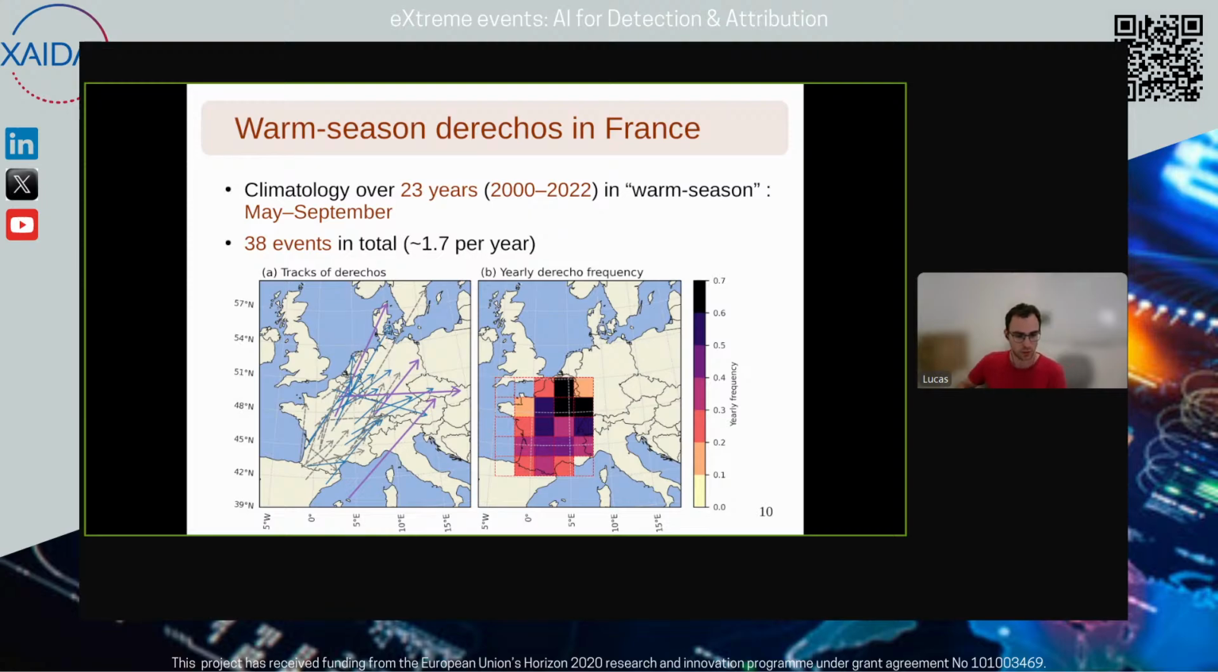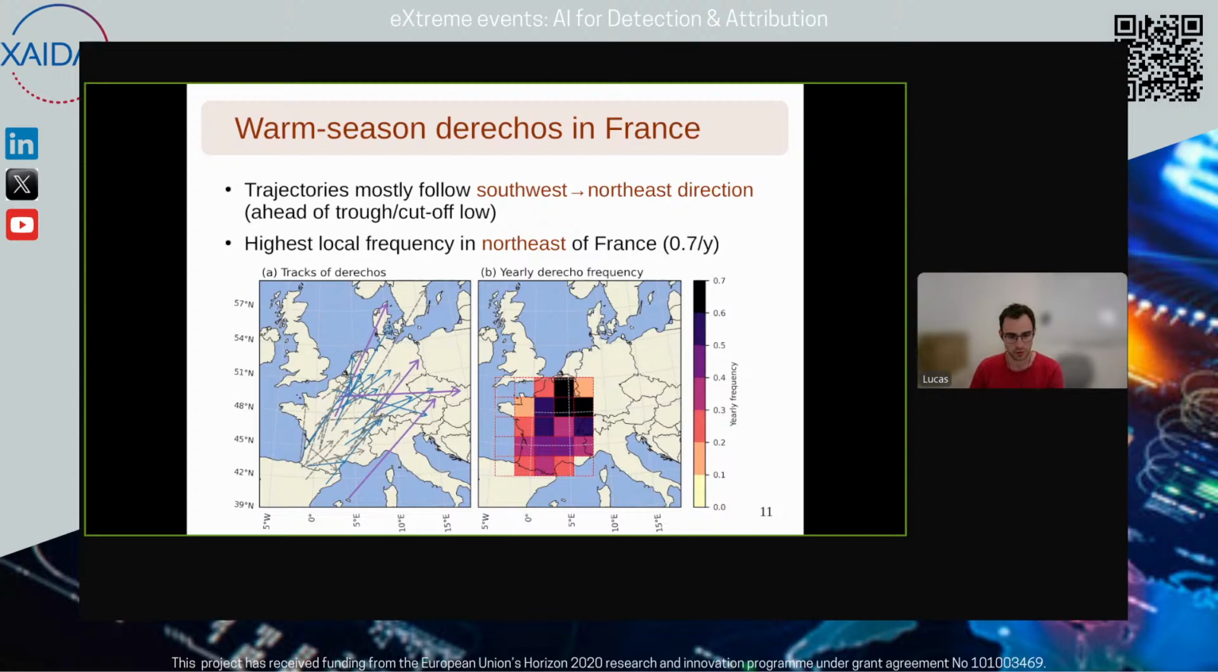There are different colors that correspond to different intensities, but I will explain that a bit later. But maybe the most striking feature is that most of the trajectories have a similar direction from the southwest to the northeast. And indeed, when we look at the associated circulation patterns, we very often see a trough or a cutoff low situated over the western part of Europe. So these storms tend to develop ahead of these troughs or cutoff lows, which is also a known feature for these storms.